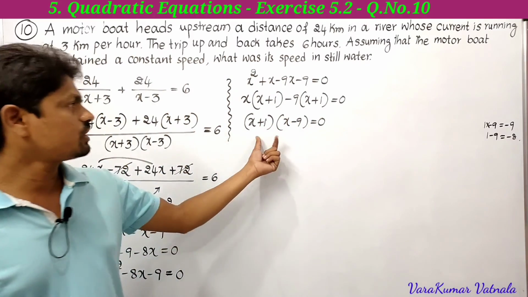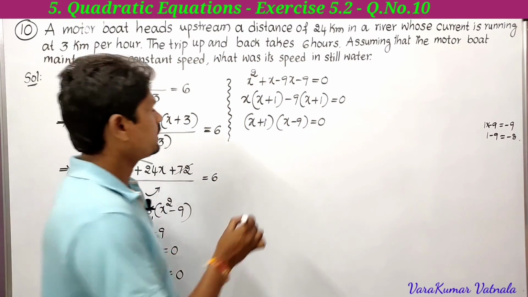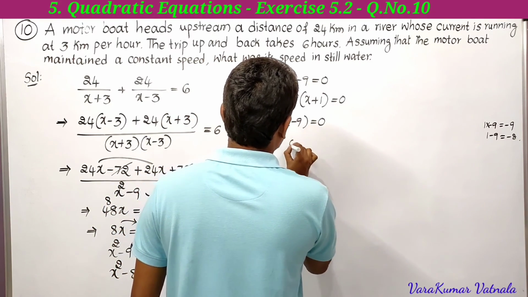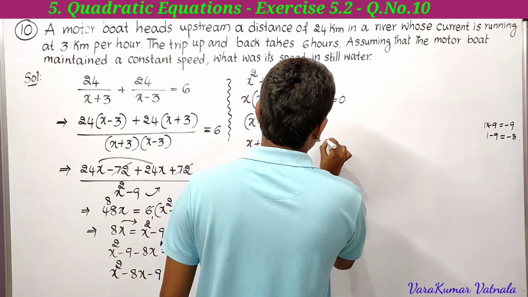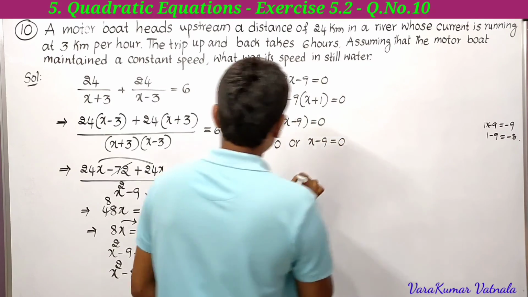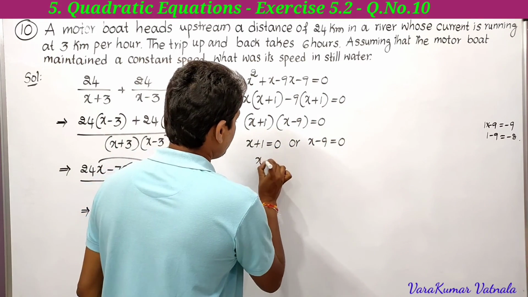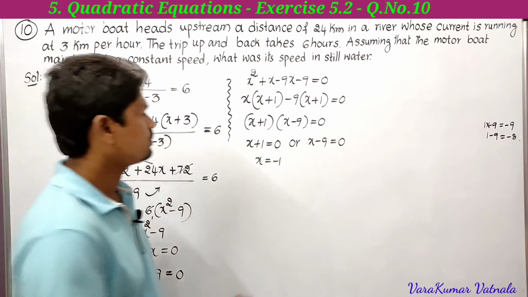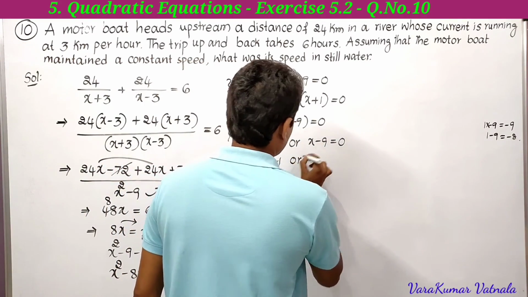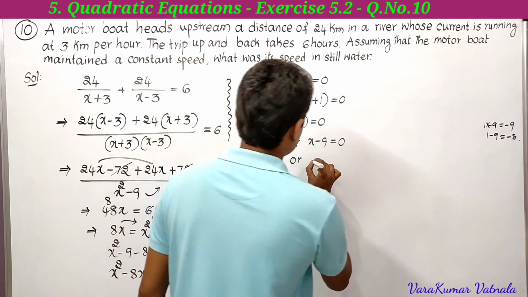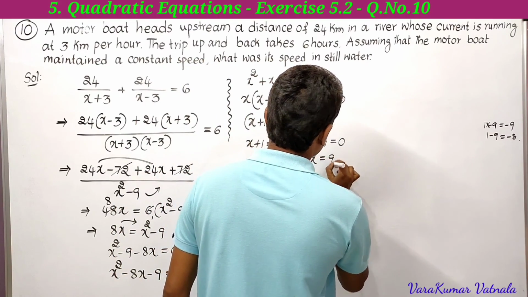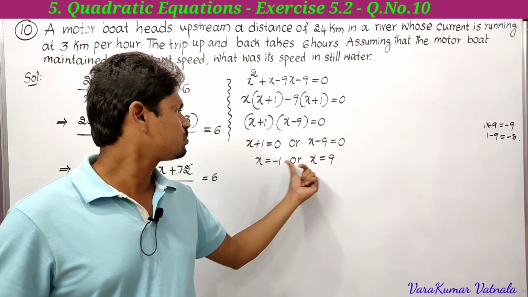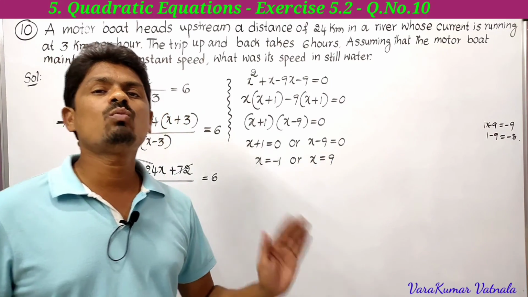So either x plus 1 equal to 0 or x minus 9 equal to 0. So we get x is equal to minus 1, taking plus 1 to the right side. Or here, taking minus 9 to the right side, it becomes plus 9. x is equal to 9. Now we have two values for x: one is minus 1 and the other is 9. So actually, what is x?